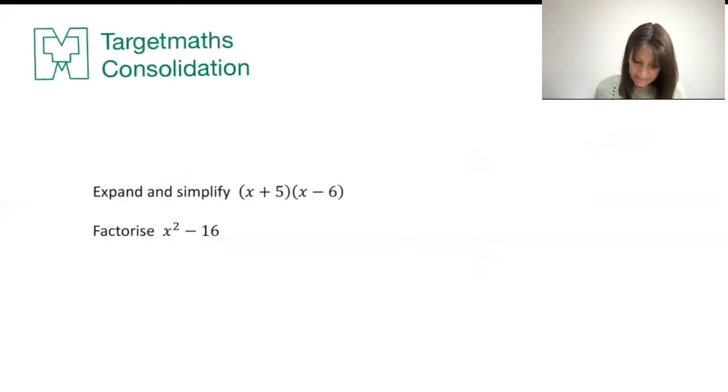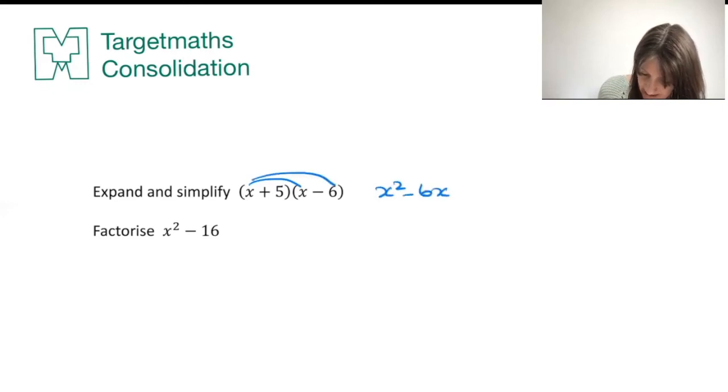Okay, next one. Bit of expanding and simplifying. Off you go and press play when you're ready. Okay, so we have got x times x is x squared, minus 6x plus 5x minus 30, tidies up. Minus 6 plus 5 is going to take me to minus x minus 30.